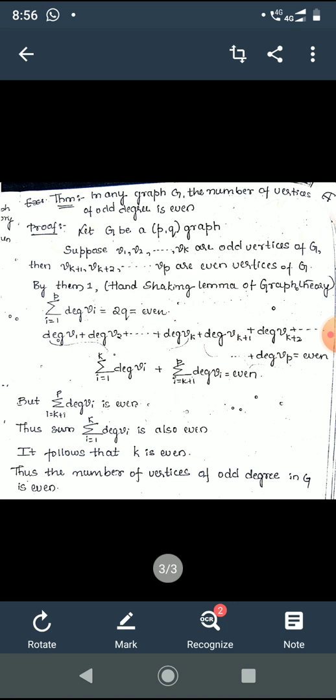It follows that k is even, because the sum of an odd number of odd degrees would be odd; only the sum of an even number of vertices of odd degree is even. Thus the number of vertices of odd degree in G is always even.